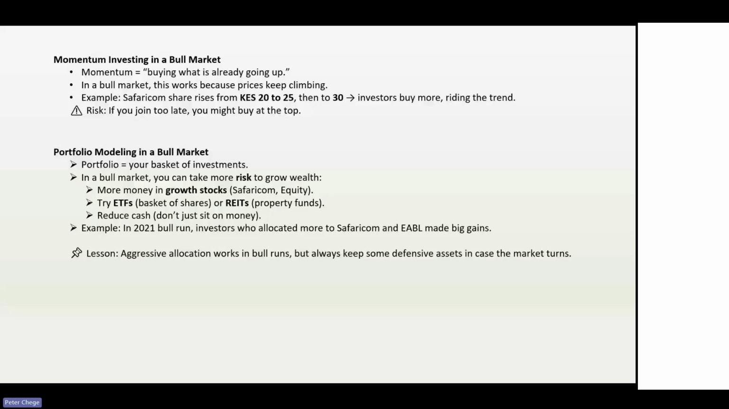So during a bull run, always have an aggressive allocation. And always, in all phases, have defensive assets. One of them we have said, banking stocks, utilities, and we have government bonds and money market funds.